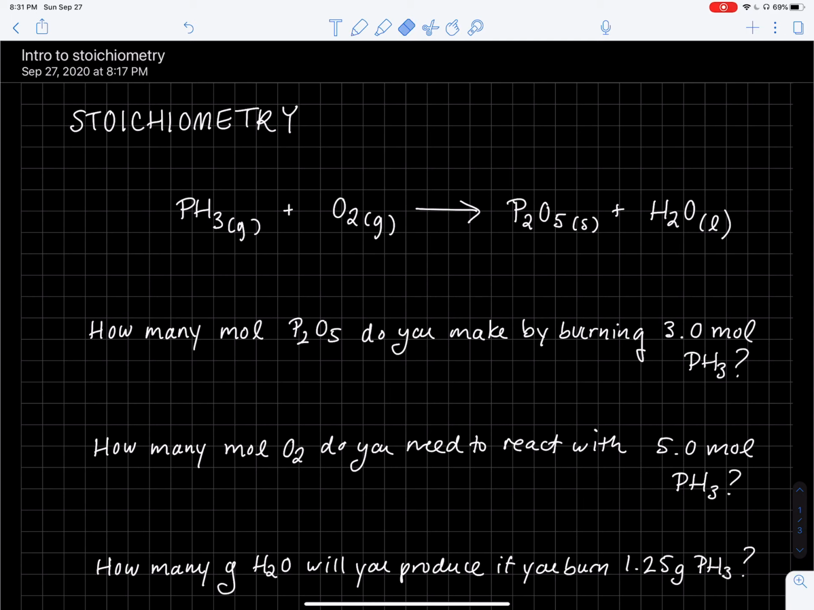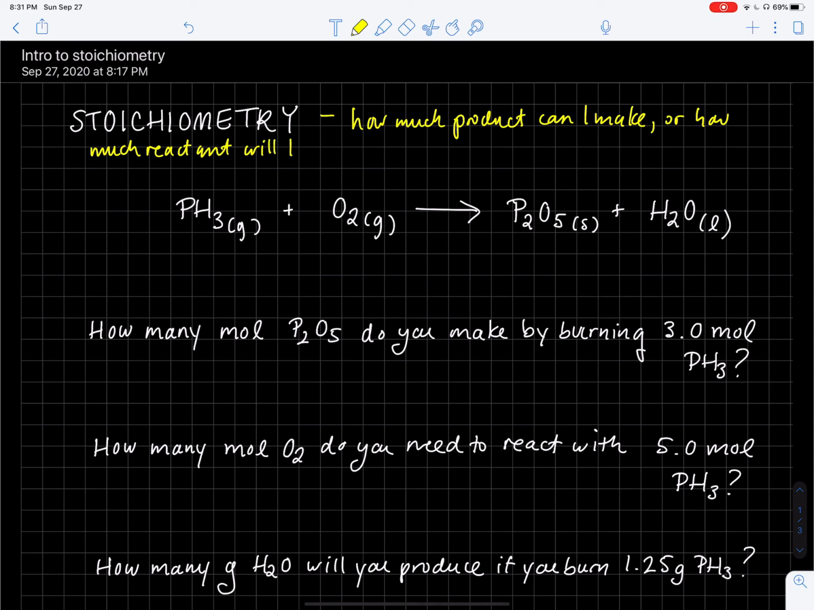And stoichiometry is simply how much product can I make, or how much reactant will I use for a specific chemical reaction.